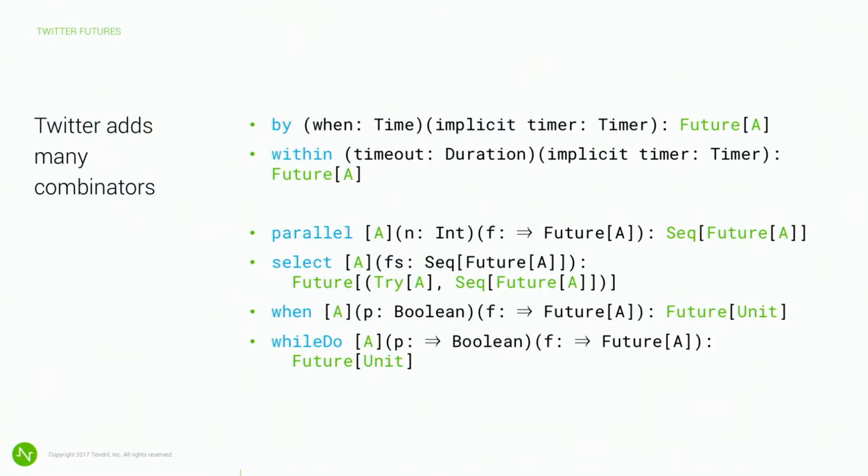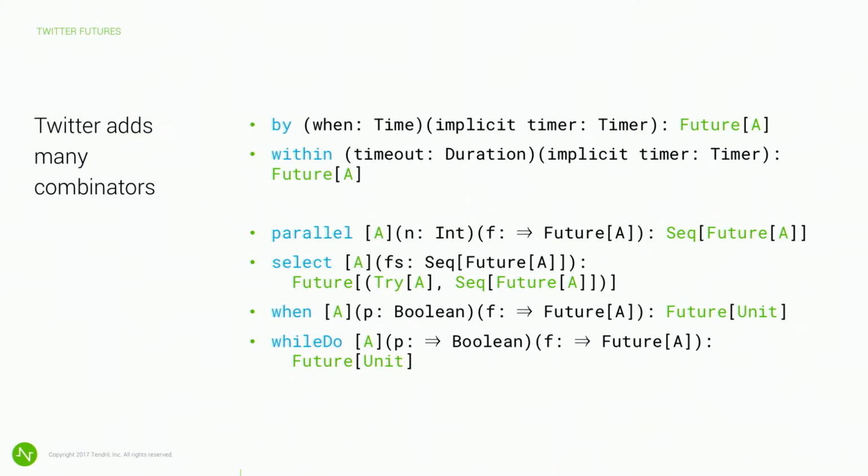But kind of more interesting are the things that Twitter futures add that Scala standard futures didn't have. A couple of these at the top are by and within. These take some sort of timer and some sort of time. So by lets us say resolve this by this time. Within takes a duration. Let us resolve this within some amount of time. So you'd typically use that for some sort of scheduling kind of thing. This is not really a timeout sort of thing.